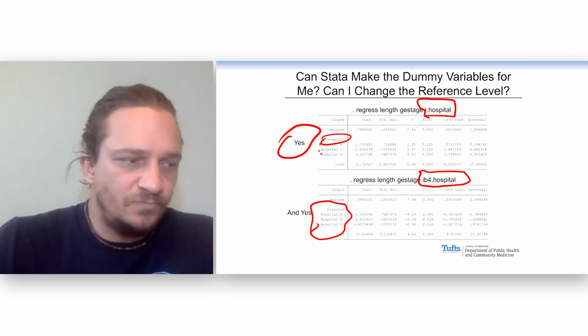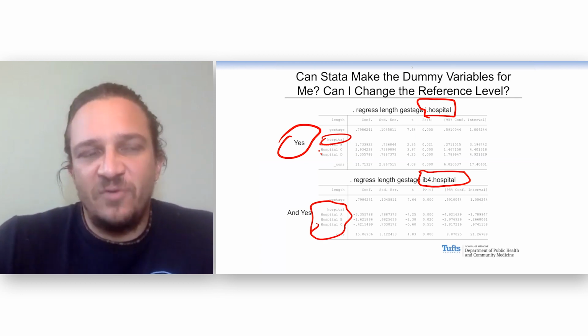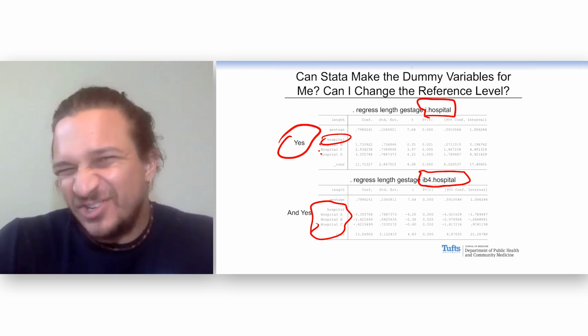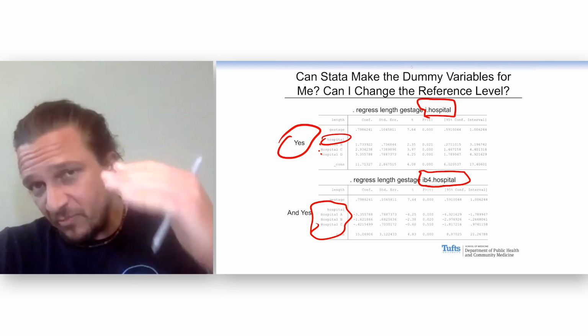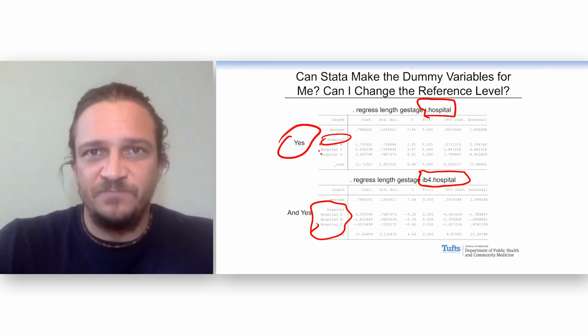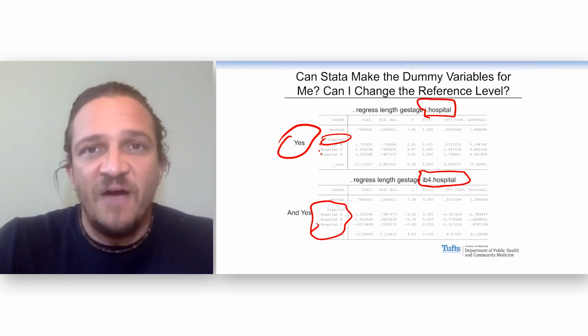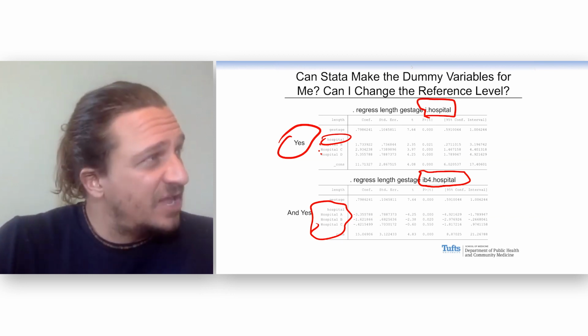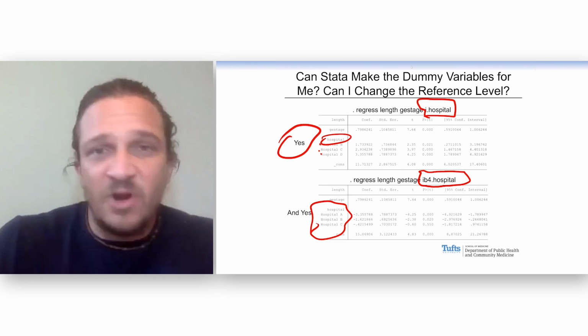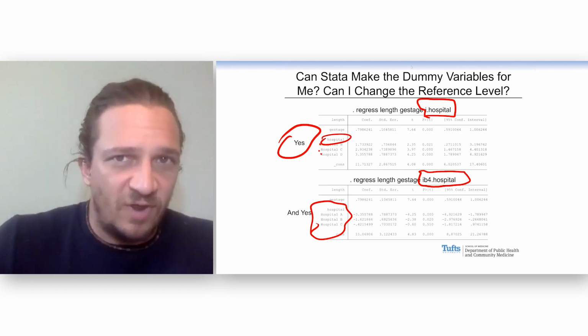What do I choose for my reference level? Well, usually it's pretty obvious. If you're doing physical activity and you're doing none, some, a lot, well, obviously none is the reference. If you work at Tufts, you might always choose Tufts as your reference. If you work for the African American Disparities Network, you might choose African American as your reference.